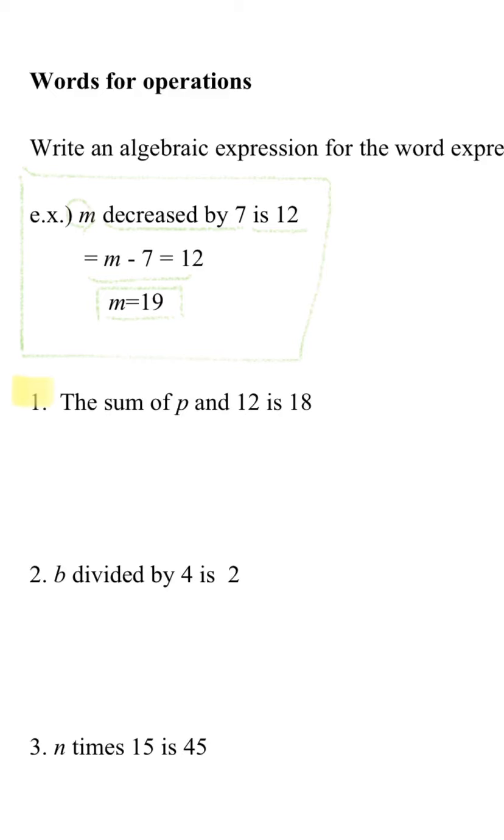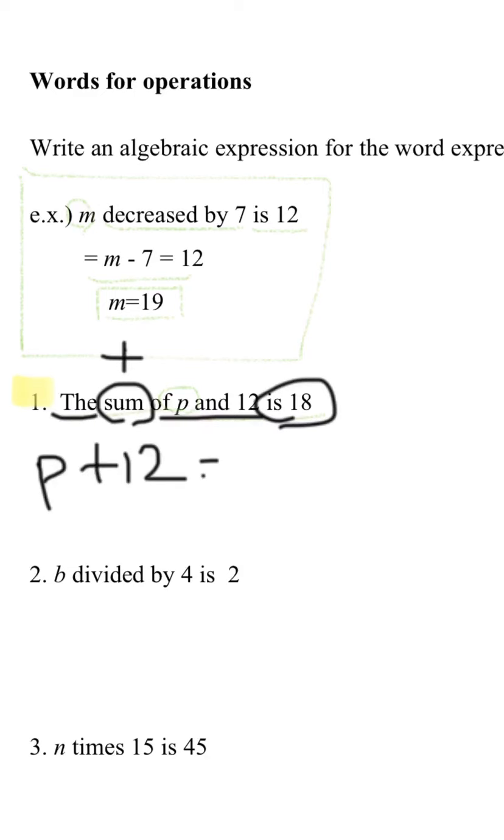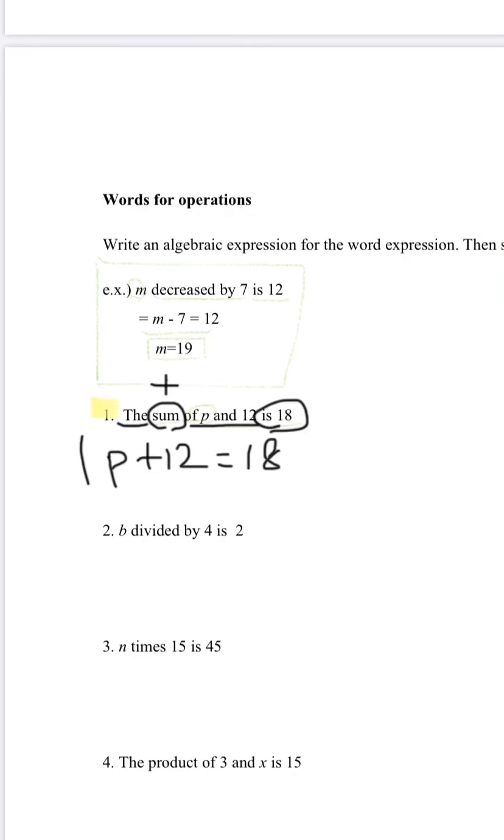So let's look at number 1 together. It says the sum of variable p and 12 is 18. Okay, so what does the word sum imply? Well, sum is addition, right? So what is it saying? The sum of p and 12. So the sum of p plus 12 is 18. Okay, so there we have our algebraic expression ready.